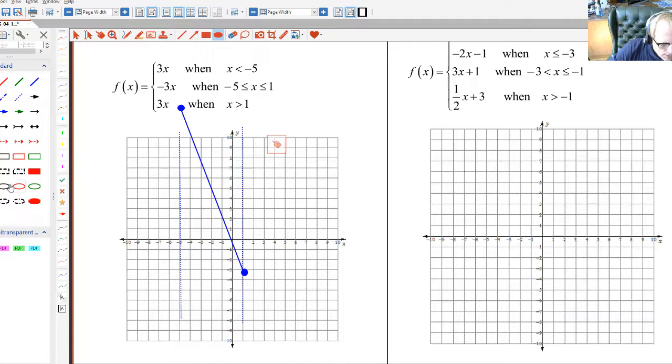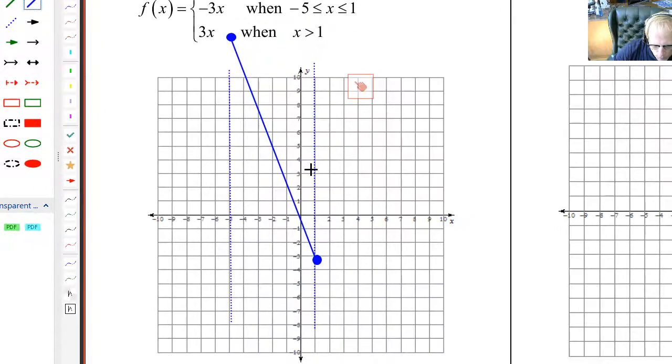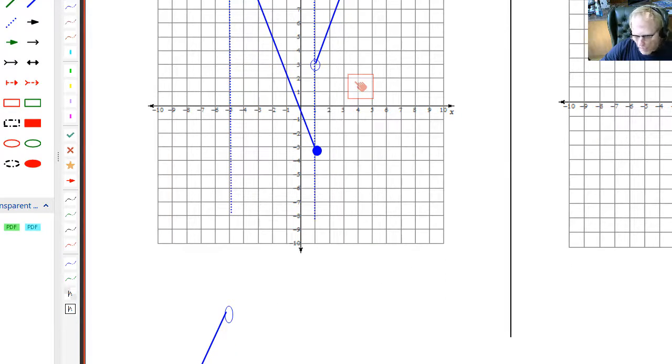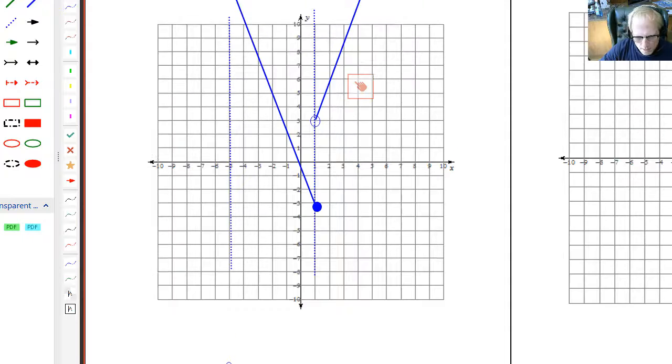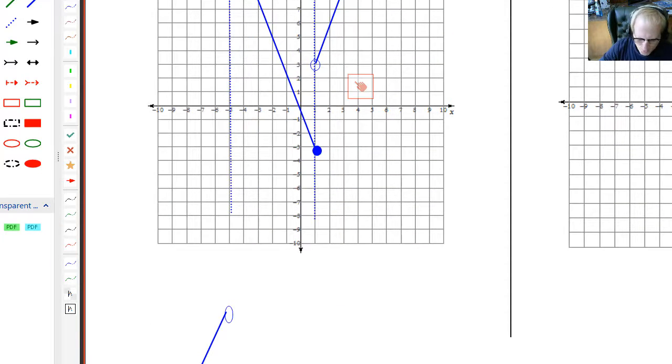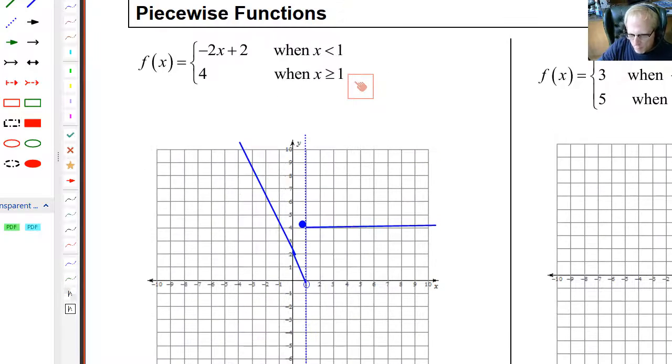And then finally, when x is greater than 1, we have a slope of 3 again. So that has a b value of 0. So we would start at 0, we'd go up 3 over 1, and then up 3 over 1, like that. And then I'm going to have an empty circle, just like that. Okay, so obviously not the best example because I picked bad equations since this one is so far off the graph, but so be it. That's what I happened to pick for some reason.